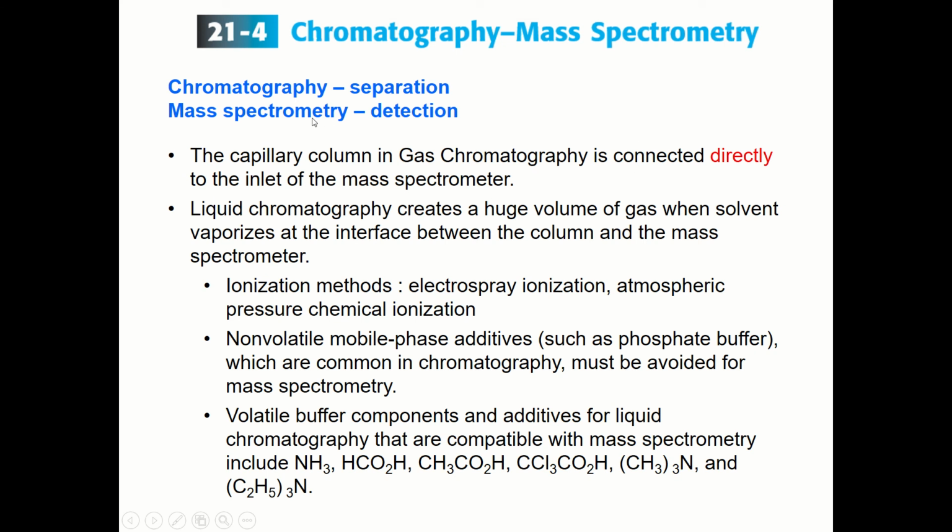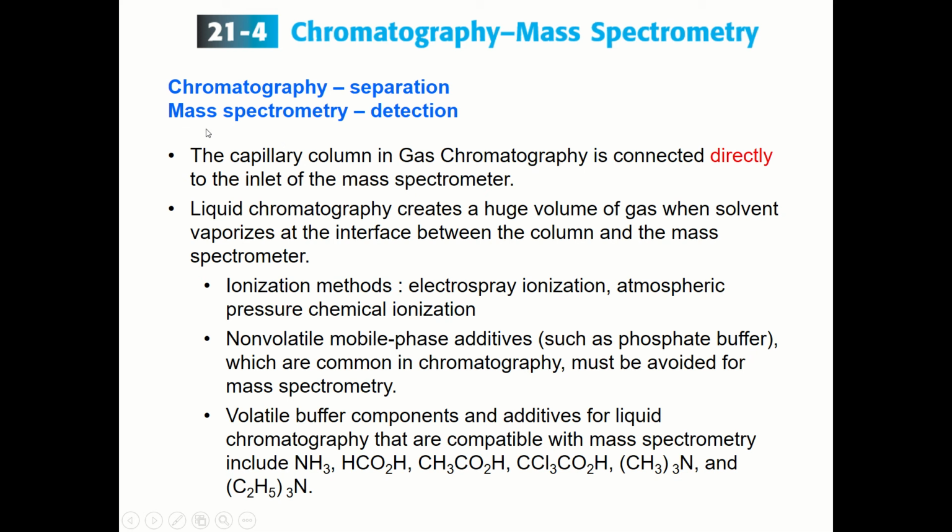Usually chromatography is combined with mass spectrometry because the chromatography does the separation. Okay, you have a mixture, and you want to separate first, and then the separated species are detected by mass spectrometry. Right? Chromatography is very useful to separate the mixture very efficiently, and then each separated species is detected by mass spectrometry, right?